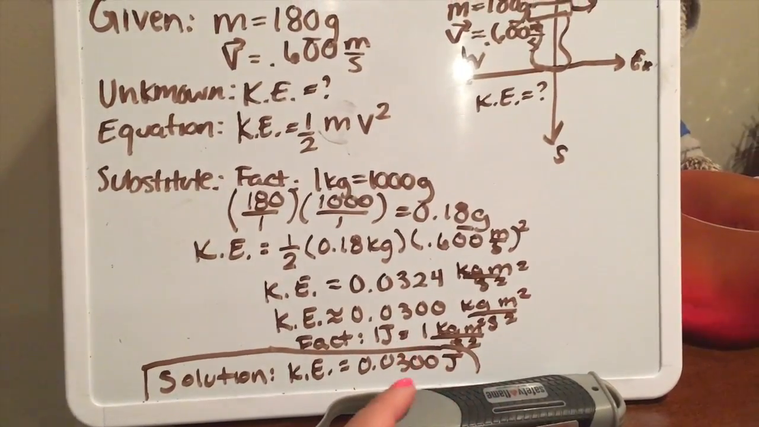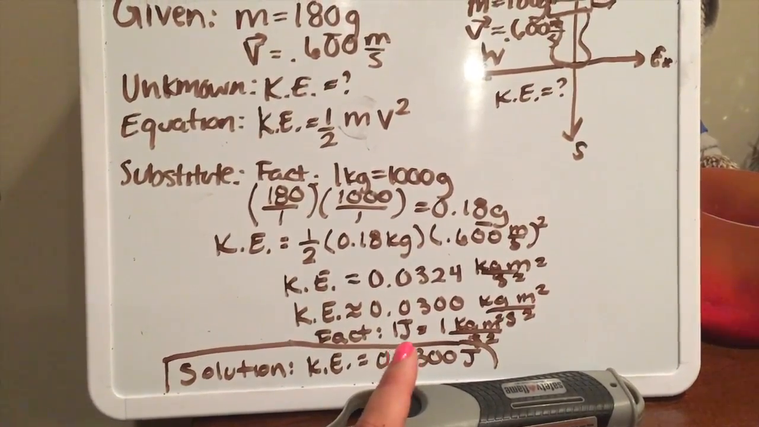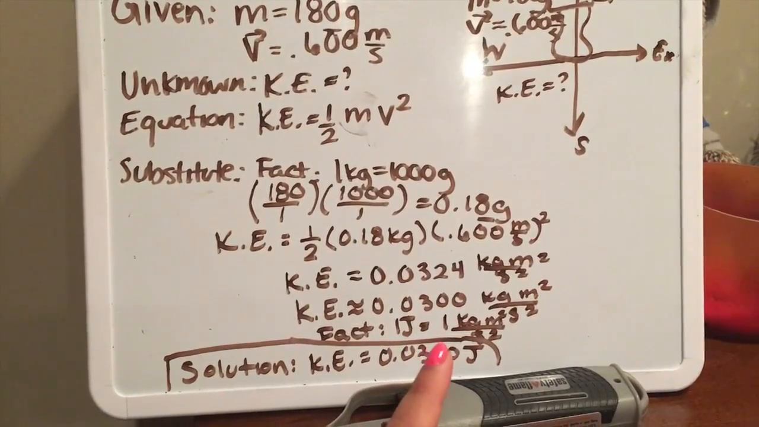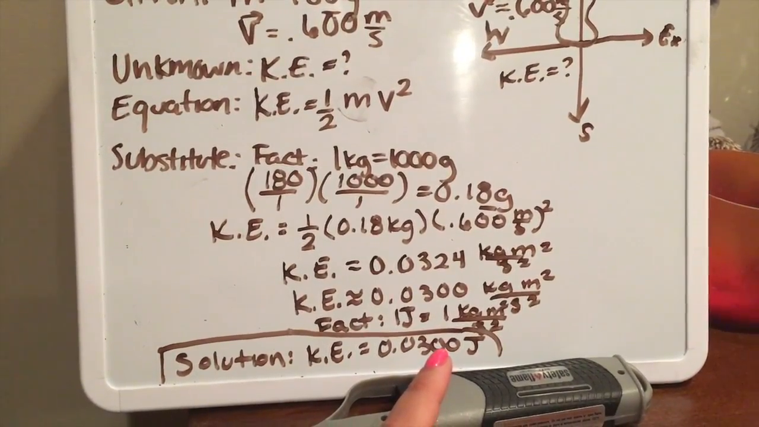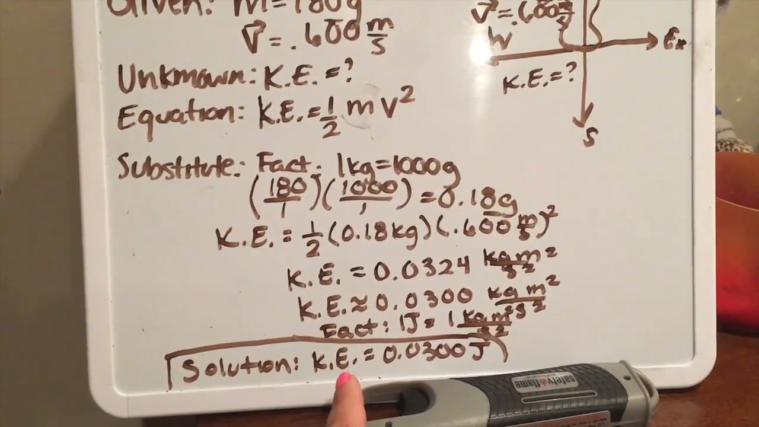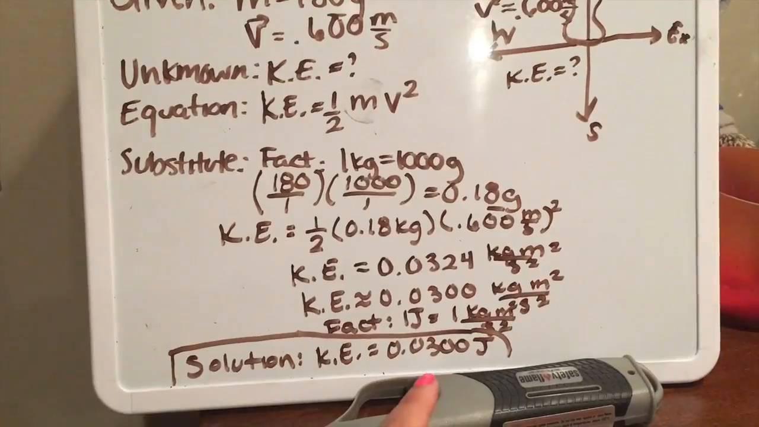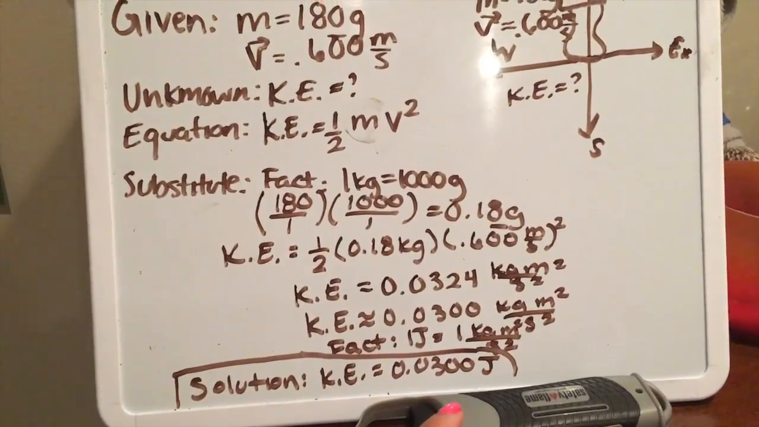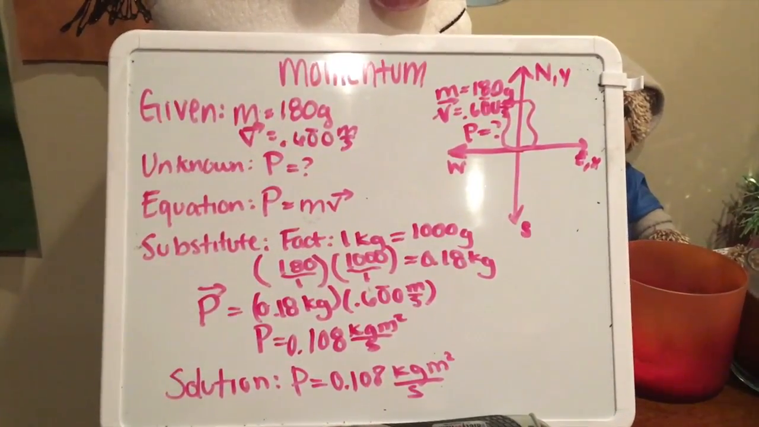And then we're also going to change our fact from 1 joule equals 1 kilogram times meter squared divided by second squared. So our solution is kinetic energy equals 0.0300 joules. Here we have momentum.